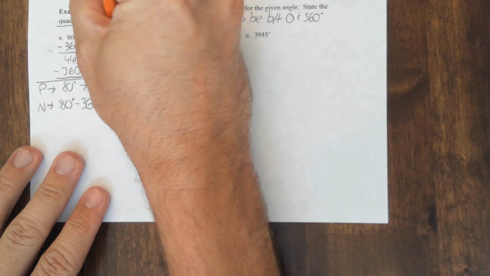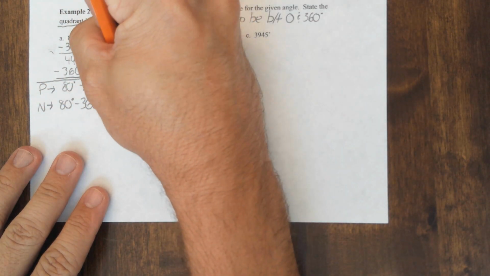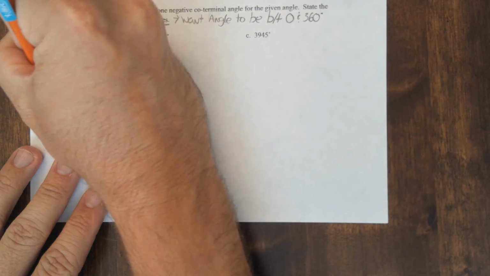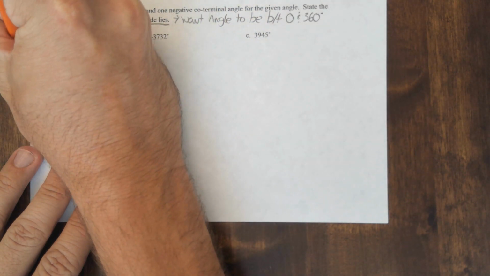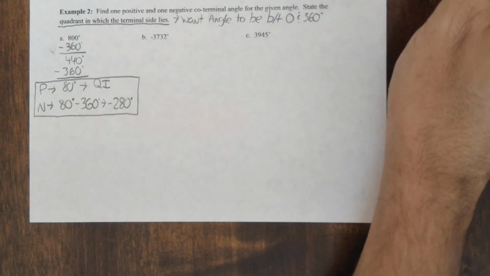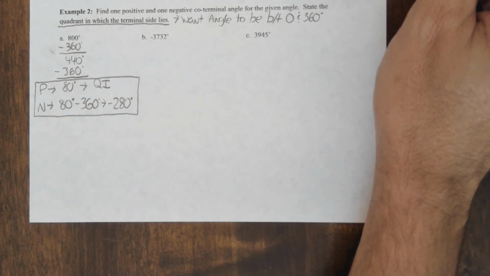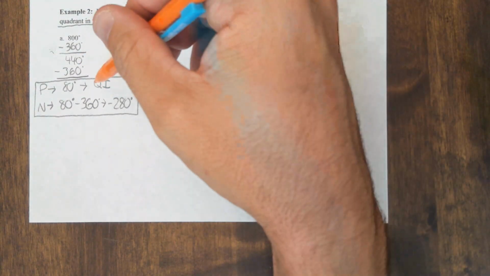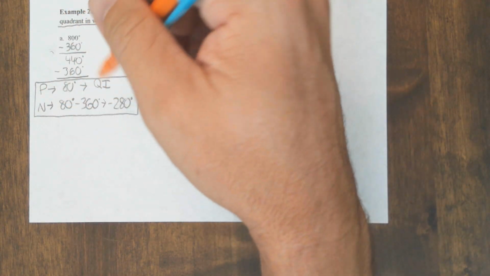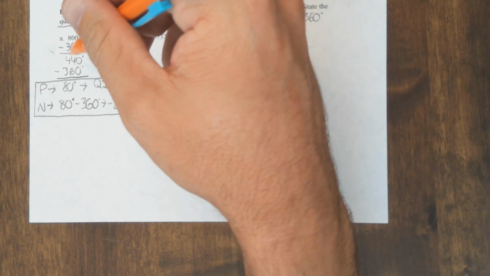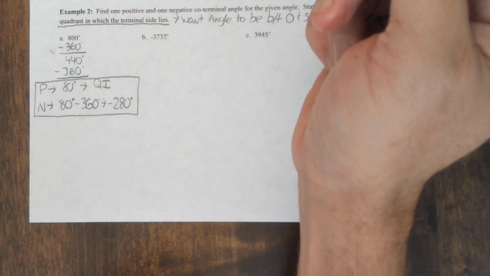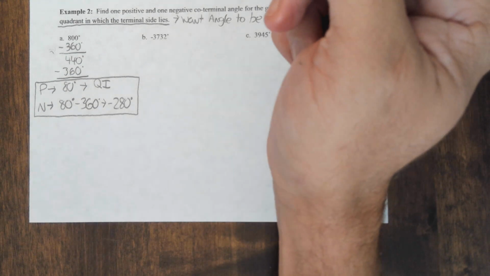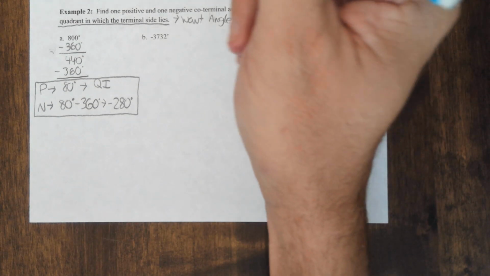Therefore, I now have a positive angle, which was 80 degrees, in quadrant 1. I also have a negative angle, which is negative 280 degrees. So we satisfied everything it asks us to do: the quadrant, a positive angle, and a negative angle. If you wanted to, you could have used 440 as a positive angle as well, because that's a coterminal angle to 800 degrees, and it's also positive.